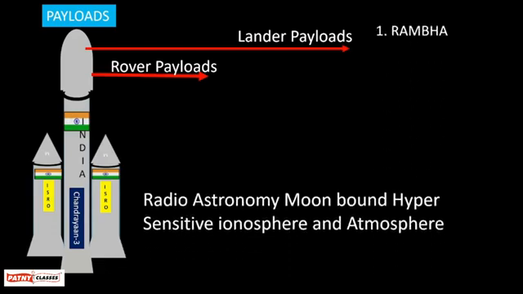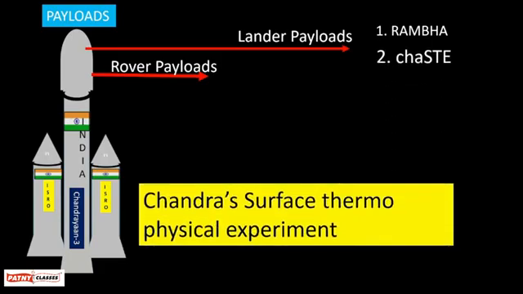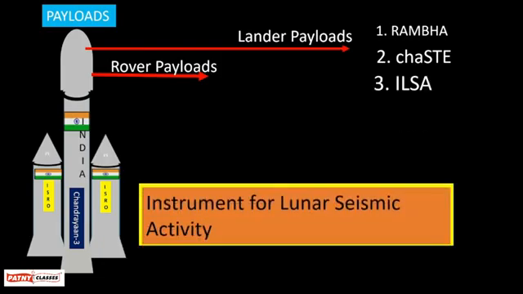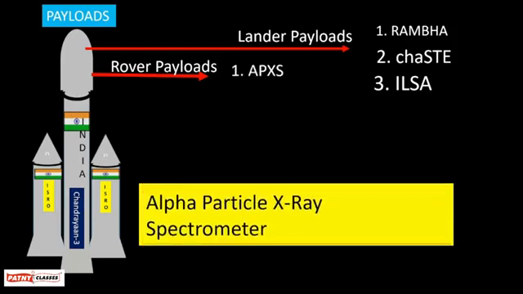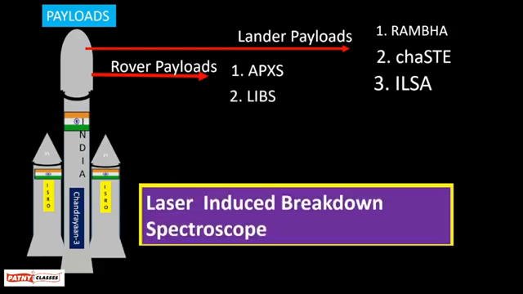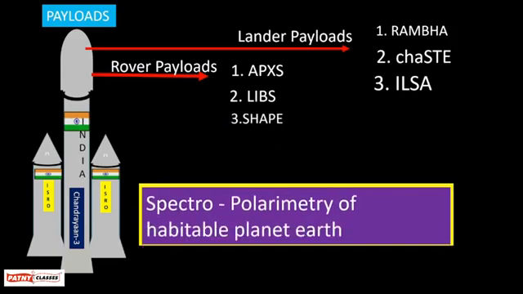Now, lander payloads. First one is RAMBHA, full form is Radio Anatomy of Moon Bound Hypersensitive Ionosphere and Atmosphere. Second one is ChaSTE, that is Chandra's Surface Thermophysical Experiment. ILSA, that is the Instrument for Lunar Seismic Activity. Now talk about rover payloads. First one is APXS, that is Alpha Particle X-ray Spectrometer. Second one, LIBS, Laser Induced Breakdown Spectroscope. Third one is SHAPE, that is Spectro-polarimetry of Habitable Planet Earth.